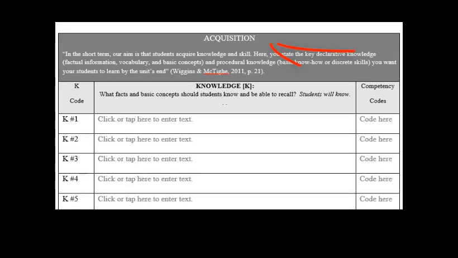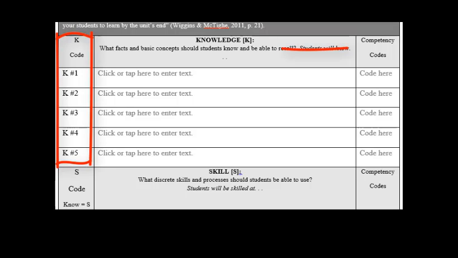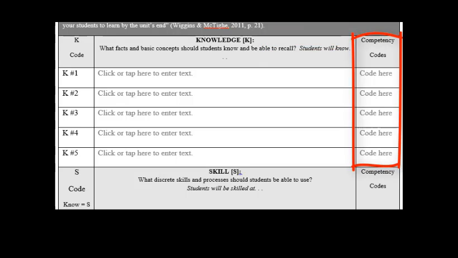Acquisition is the next section. You want to make sure throughout your lesson that students are acquiring knowledge and skill. This is how you'll identify what you want your students to learn by the end of the unit. This could be facts and basic concepts that they will be able to know and recall. Your K codes will be listed to the left to indicate the knowledge code, with your competency codes identified again on the right-hand side and the statement in the center.